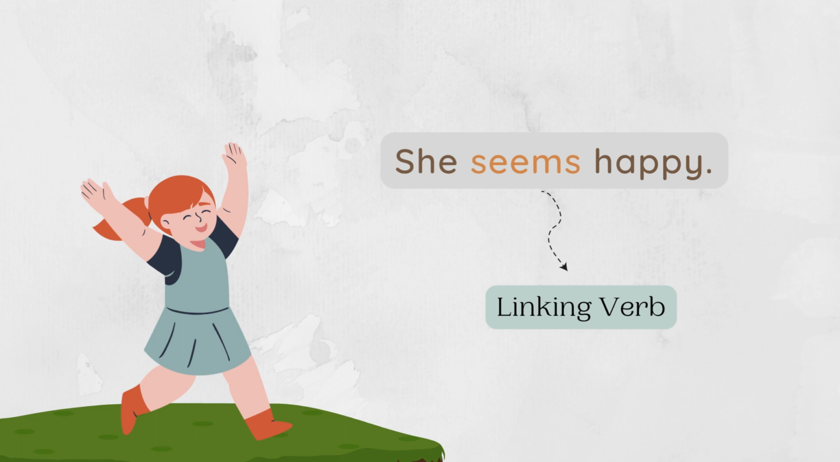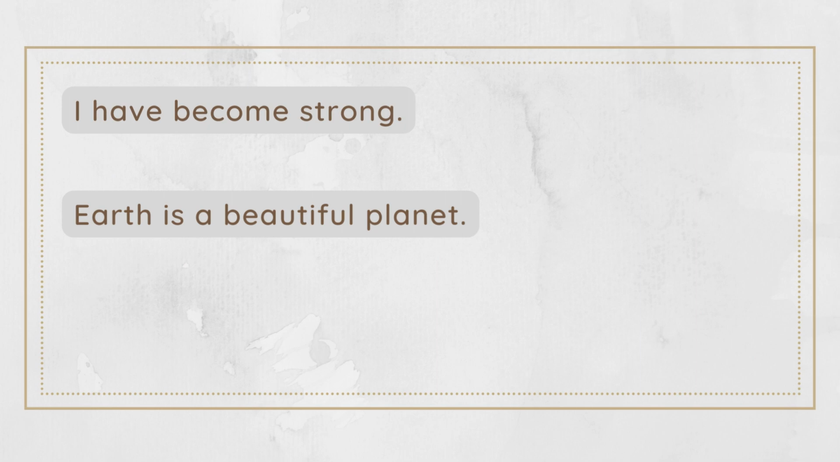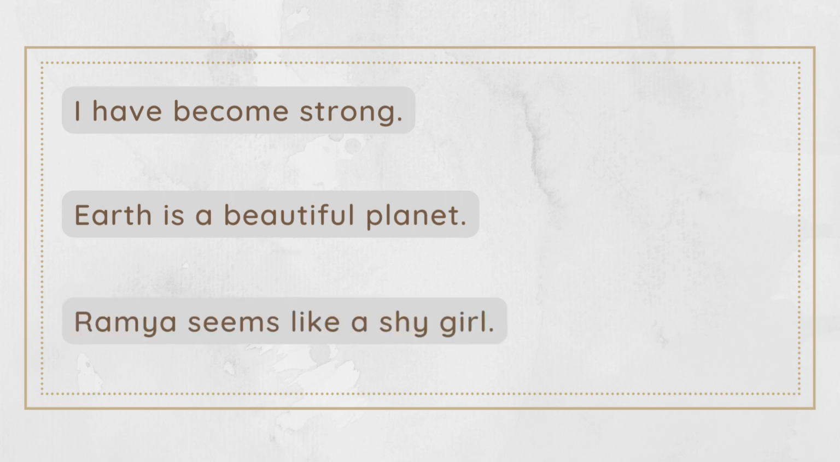Let us see some examples of linking verbs in a sentence. I have become strong. Earth is a beautiful planet. Ramya seems like a shy girl. In these sentences, the words have, is, and seems are all linking the subjects with the remaining part of the sentence. So, these are examples of linking verbs.